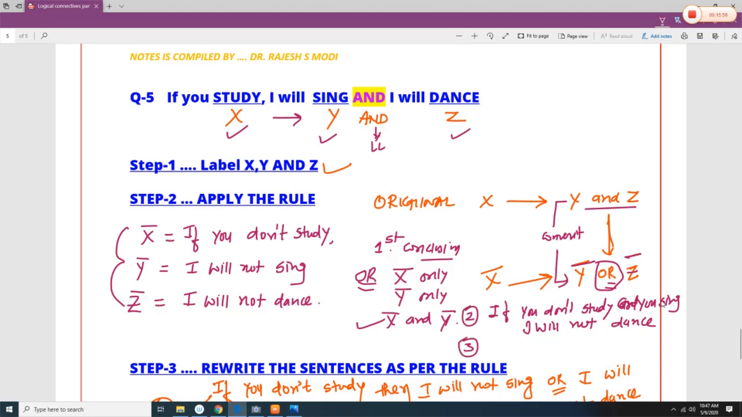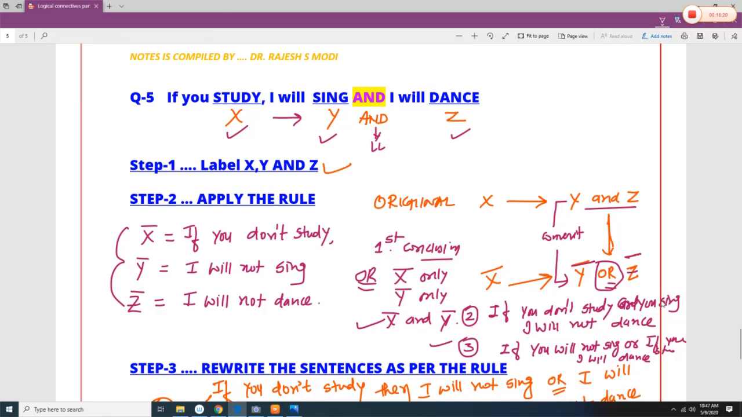Our third conclusion is, if you will not sing or if you study, I will not dance. So this is our third conclusion.